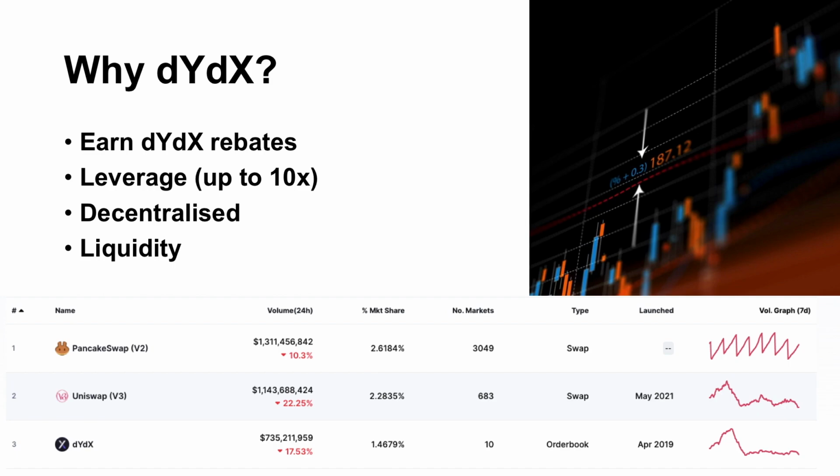The reason we're using dYdX is for a number of reasons. Firstly, dYdX gives us trading rebates, which provides income beyond just trading P&L. Secondly, you can leverage 10x on dYdX, which means you can start market making with a small amount of capital. Thirdly, dYdX is decentralized. A lot of centralized exchanges don't offer derivatives in certain countries. And if you're in one of these countries, you still may be able to trade derivatives on dYdX because of its decentralized nature. Lastly, dYdX is the third largest decentralized exchange by volume and the largest that has an order book structure. More volume means more trading, which equals more profit as a market maker.